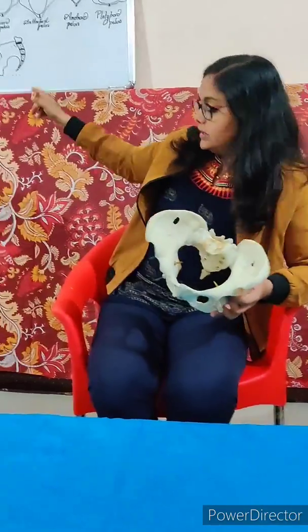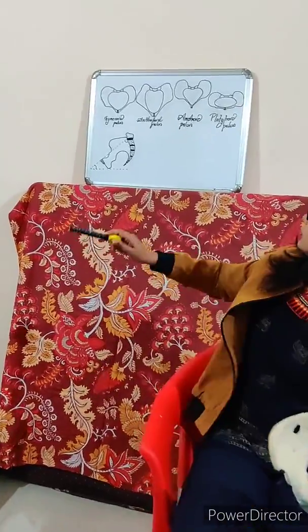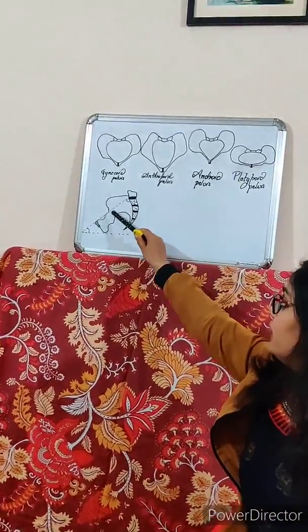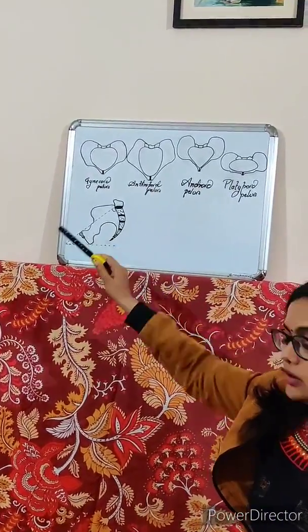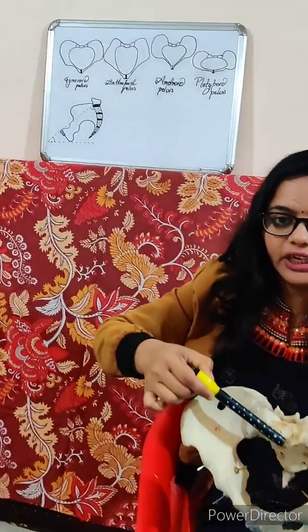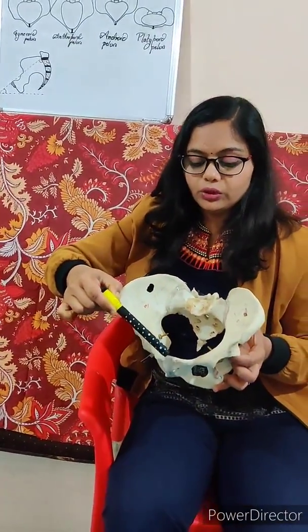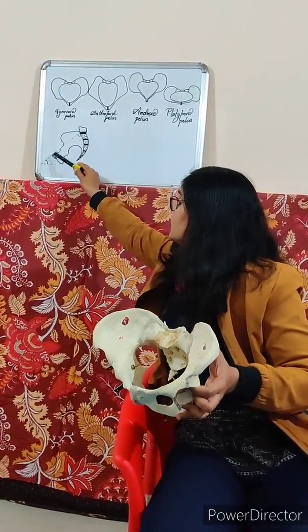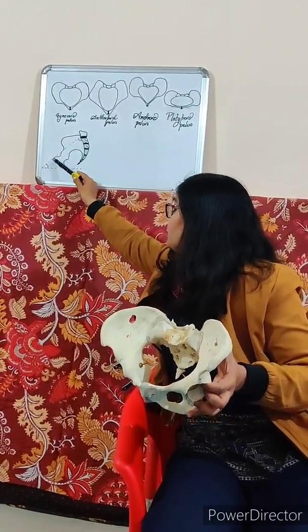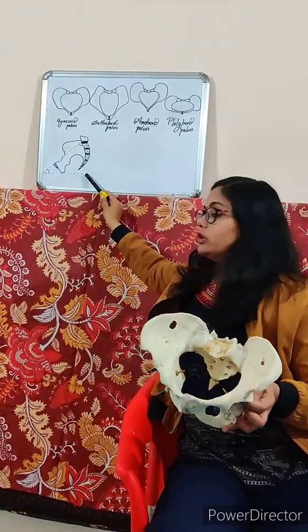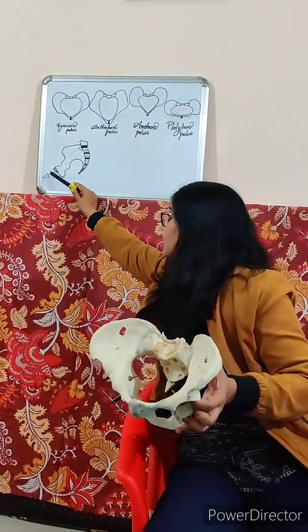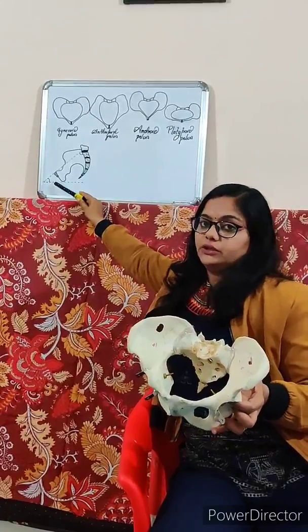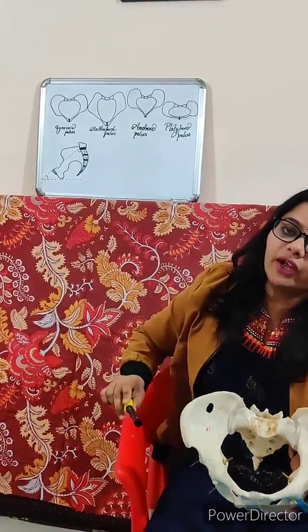See in this picture, the plane of the inlet extends from the sacral promontory to the upper border of the inner surface of the pubic symphysis. So this is the plane, and the angle it makes with the horizontal is called the angle of inclination. This is around 55 degrees.